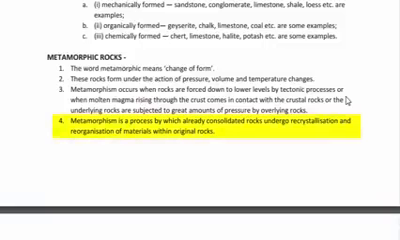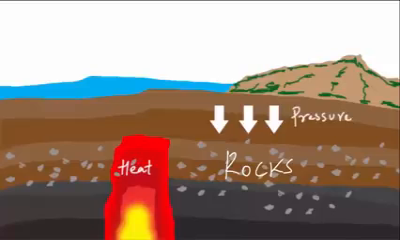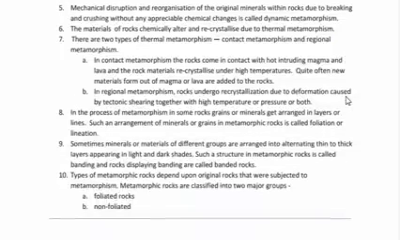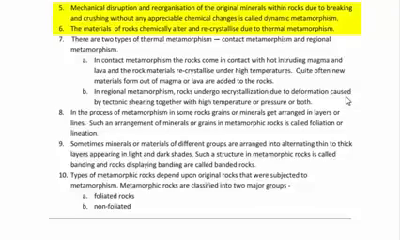Metamorphism is a process by which already consolidated rocks undergo recrystallization and reorganization of materials within original rocks. So this recrystallization and reorganization of a rock happens due to extreme heat and pressure. When the rocks make their way inside the mantle during subduction, heat and pressure act on them and transform them into metamorphic rocks. Now the transformation of metamorphic rocks happens in two ways. One is through dynamic metamorphism and the other is through thermal metamorphism. Let me cover these two points together.